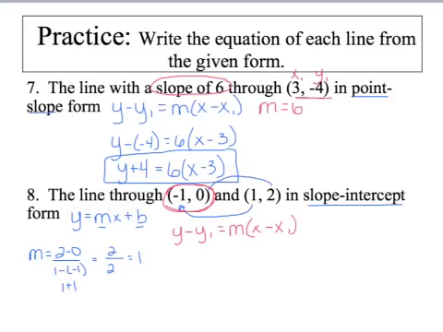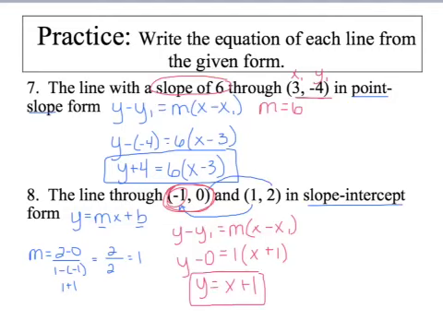So I'm going to substitute my slope, which is 1. I'm going to put the negative 1 right here in for my x-coordinate, so x minus negative 1. That becomes x plus 1. And then I have y minus 0, which is just y. I can distribute 1, but I get the same thing. Y equals x plus 1. And it's already solved for y. It's already now in slope-intercept form. I'm done. Okay, we're going to save number 9 and go over it in class together.